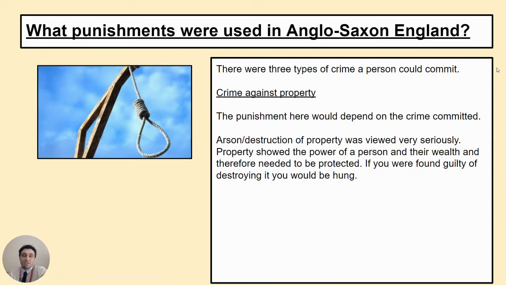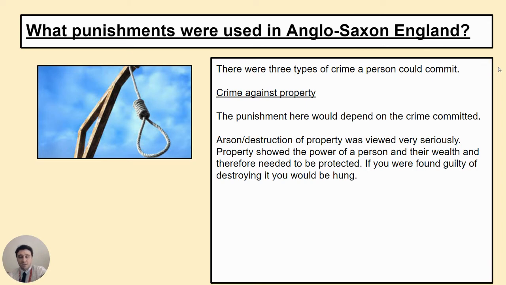The next crime is a crime against property, and we can see the noose here again. But the punishment here would depend on the type of crime committed. Now, if you were taking part in destruction of property, this was a very serious crime. Things like arson, for example, setting fire to people's property, or just destroying it in general.